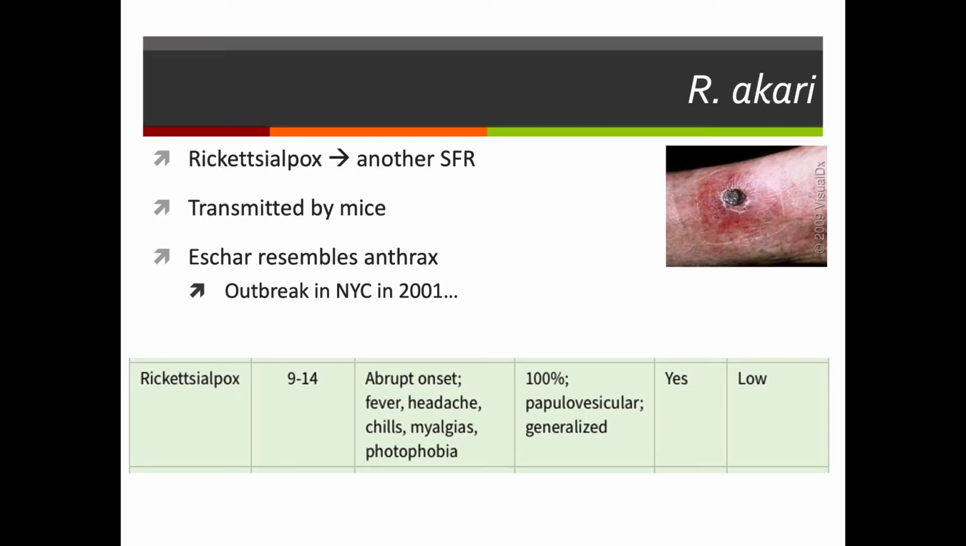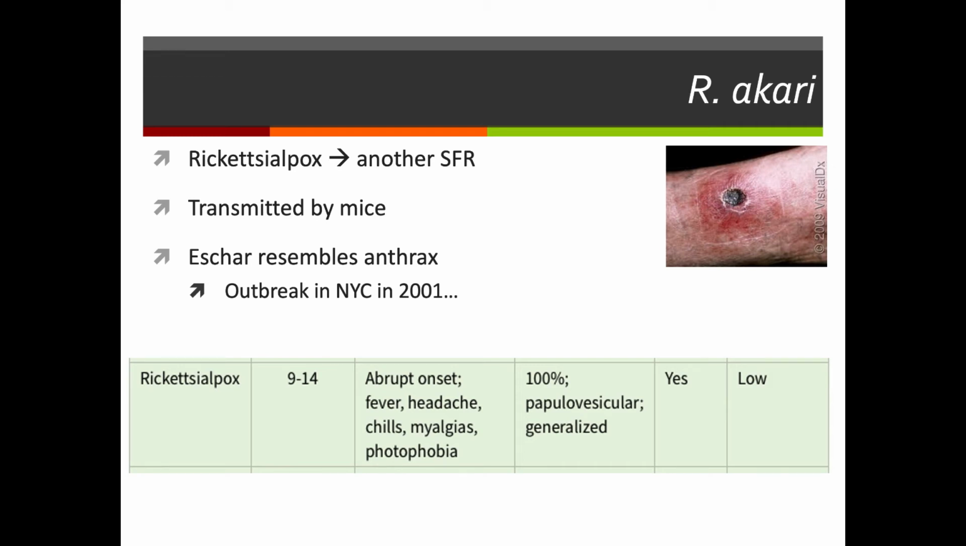Rickettsia acari causes a disease called rickettsial pox. This is another one of the spotted fever rickettsial pathogens. Instead of being transmitted by a tick, rickettsial pox is most often transmitted not necessarily by mice, but by mites, M-I-T-E-S, associated with mice. So mites are little arthropods that feed on lots of things, including mice and including us.